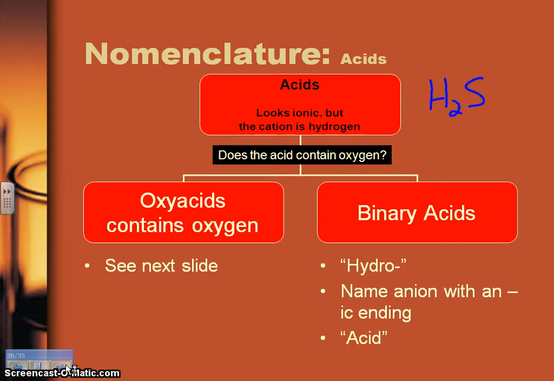So if I have H2S, I have a hydrogen cation bound to some other element. In this case, it's sulfur, which means this is a binary acid. So we're going to start the name off with hydro. We're going to name the anion. In this case, it's sulfur. And we're going to add an "-ic" ending. So we have hydrosulfuric. And then we're going to add the second word, which is just acid.